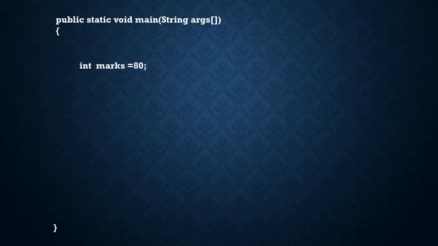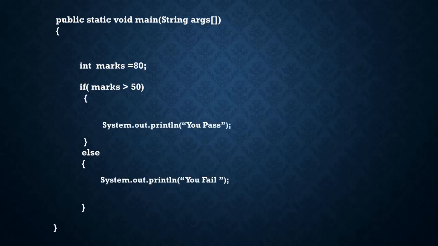And here, marks is 80 and this is my if statement. You can see there are two parts. First one is if marks is greater than 50, and else part as well. You have two options. If it is more than 50, you will get pass. If not, you will get fail. Right. Let's see. Now, my marks is 80. Variable initialized as 80.